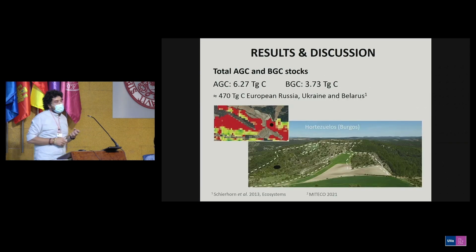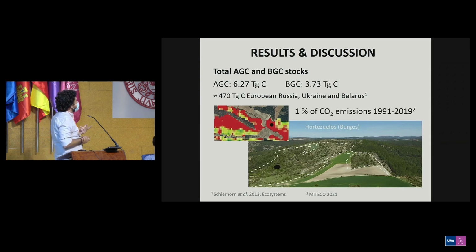However, the total above ground carbon stocks and below ground carbon stocks were low. We found just 6.27 millions of tons for the above ground carbon and 3.73 millions of tons for the below ground carbon. This is relatively low, considering that in other studies, for instance, that of Schierhorn in 2013, they found 470 millions of tons in European Russia, Ukraine, and Belarus. So our numbers were relatively low.